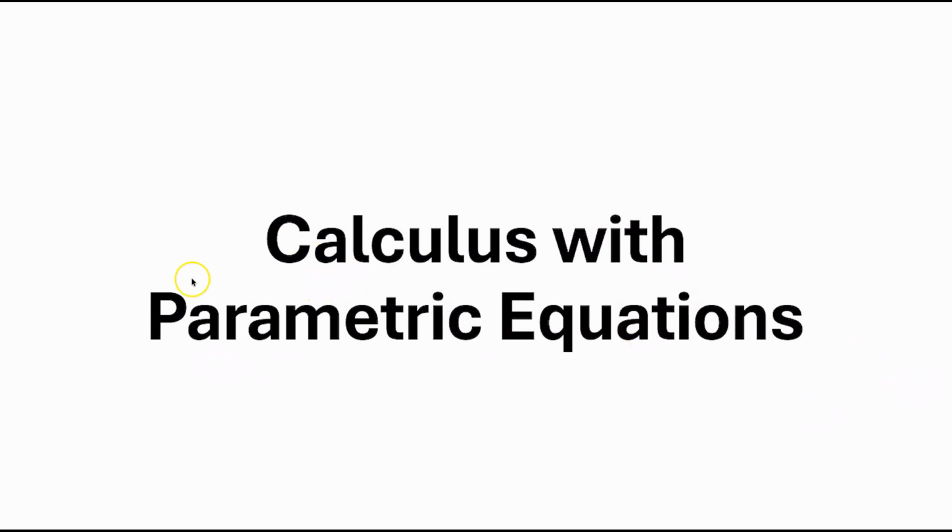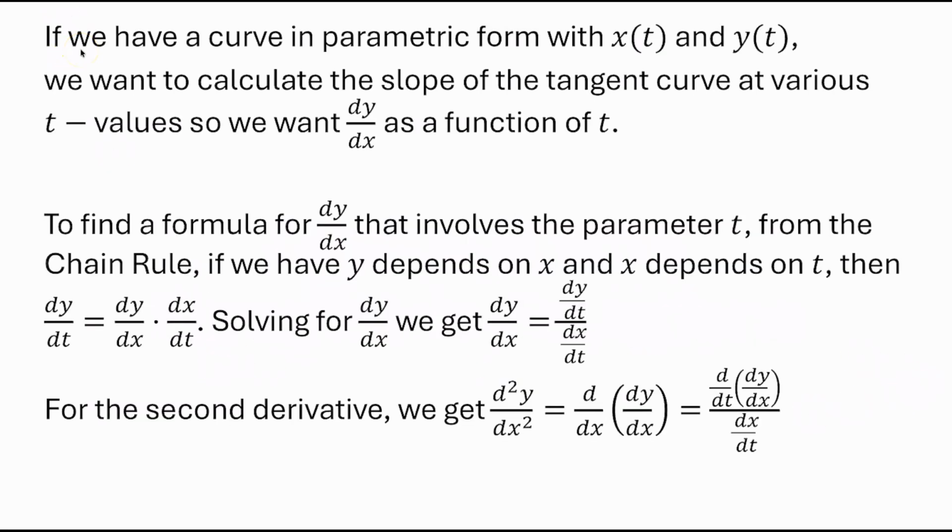Calculus with parametric equations. If we have a curve in parametric form with x of t and y of t, we want to calculate the slope of the tangent curve at various t values. So we want dy/dx as a function of t. So let's take a look at where the formula for that comes from.